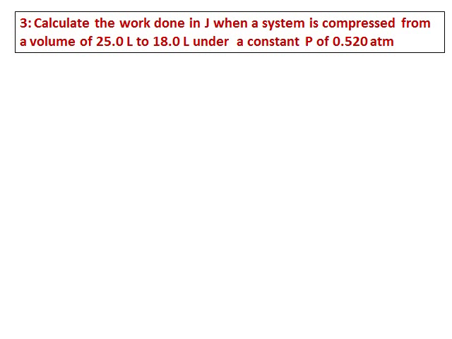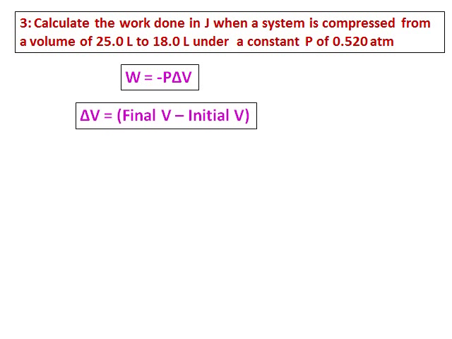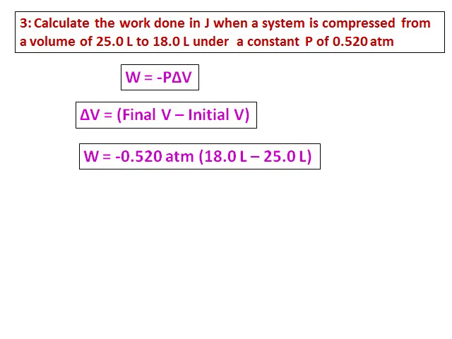Calculate the work done in joules when a system is compressed from a volume of 25 liters to 18 liters under a constant pressure of 0.520 atmosphere. The equation for work done in terms of P and volume is W equals negative P delta V. And what do you mean by delta V? Delta V is the change in volume, and that's equal to final volume minus initial volume.